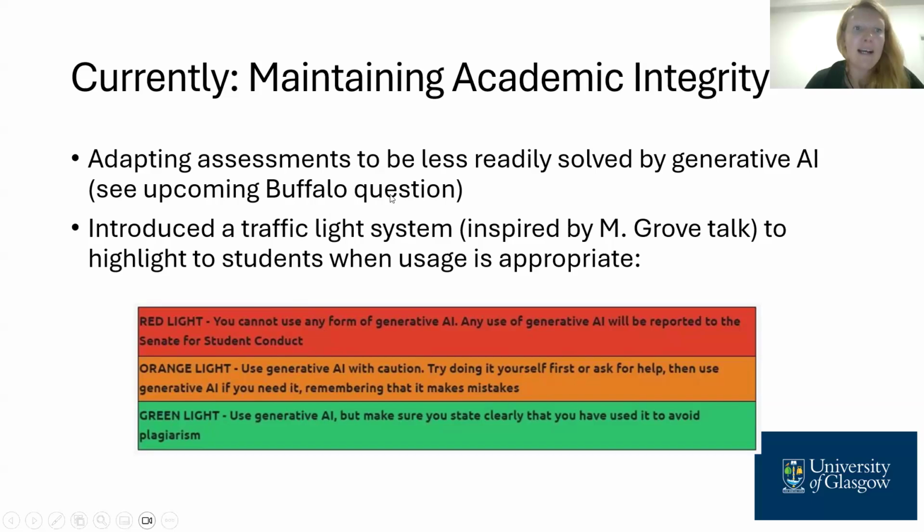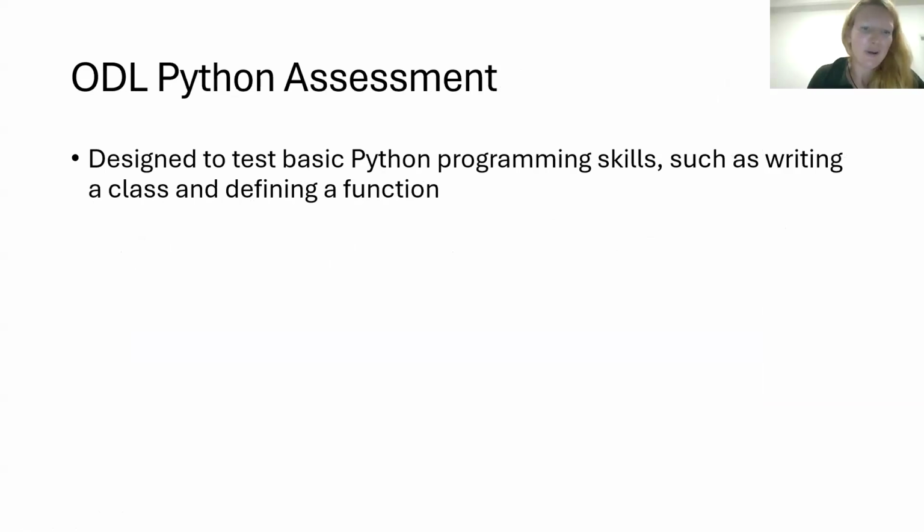And also, I was writing additional assessments, novel assessments that can less readily be solved by generative AI. So I'll give you an example of the Buffalo question. The Buffalo question is for our online master's course, where the students are trying to learn basic Python programming skills, such as writing a class or defining a function.